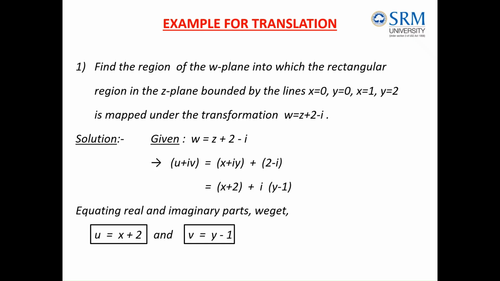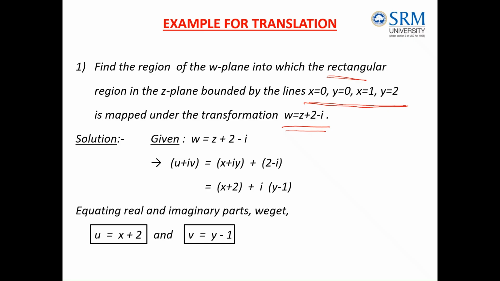Consider the first example. We need to find the region of the W plane into which the rectangular region in the Z plane bounded by x equal to 0, y equal to 0, x equal to 1 and y equal to 2 is mapped. This is the rectangular region, and we need to find its image under the transformation W equal to Z plus 2 minus i.